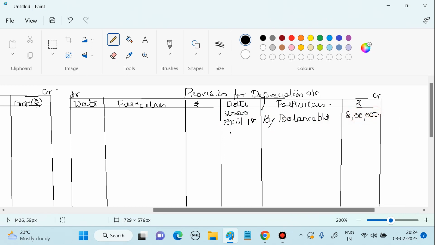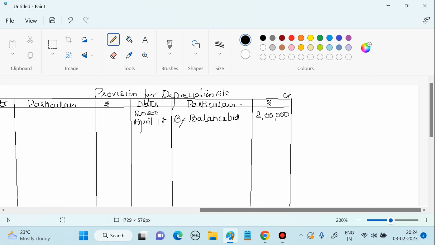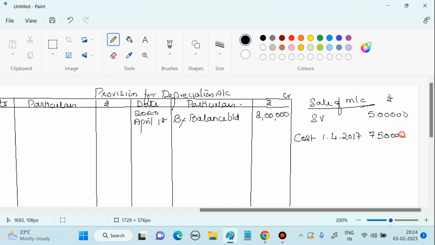Now, on 1st April 2020, they decided to sell a machine for 5 lakh. So, there is a sale of machinery. What is the sale value? 5 lakh rupees. Then they said this machine was purchased for 7 lakh 50. What was the cost of the machinery? It was purchased on 1st April 2017 for rupees 7 lakh 50,000. And the depreciation is being provided on machinery at 10% straight line method.